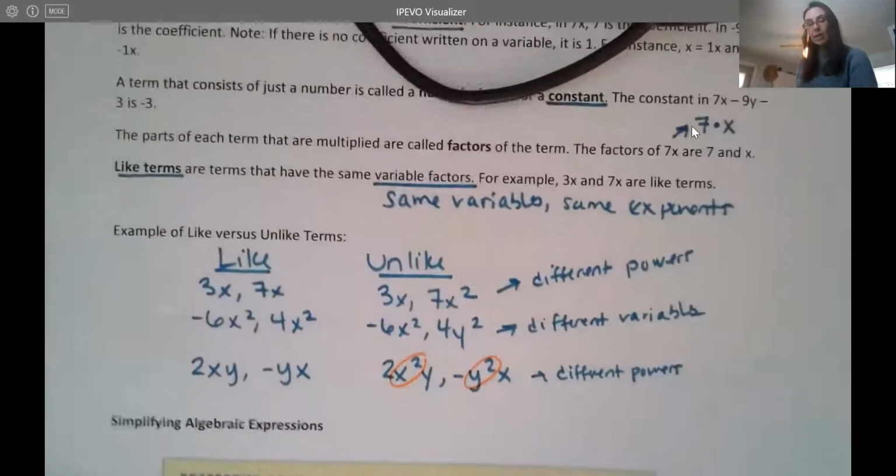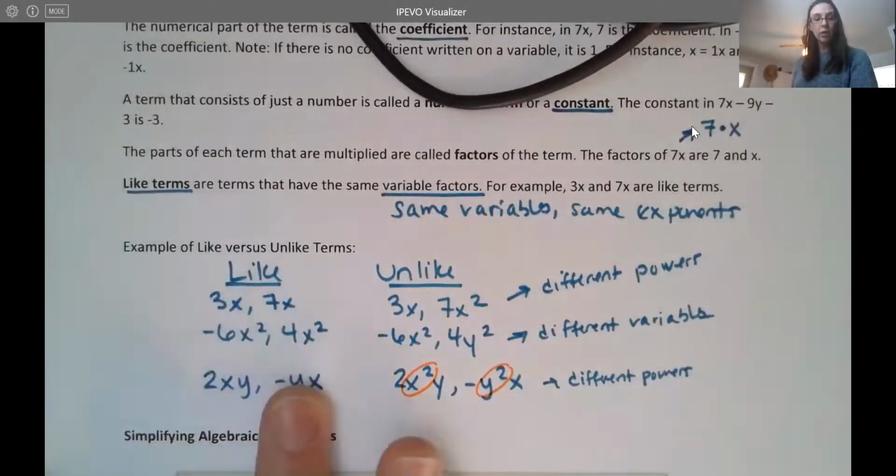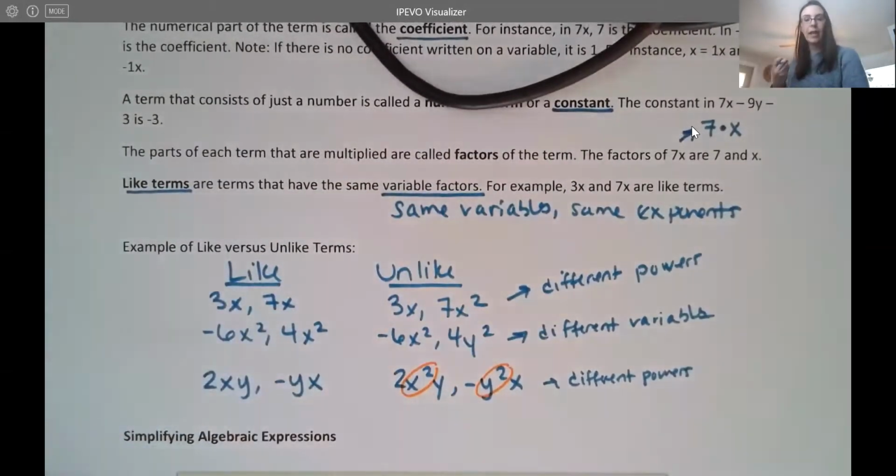And again, what we're going to see is that we can add or subtract like terms, but we cannot add or subtract unlike terms, which is very similar to fractions, right? We kind of need common denominators there to add or subtract. Very similar idea here. They need to be the same kinds of things to add or subtract.